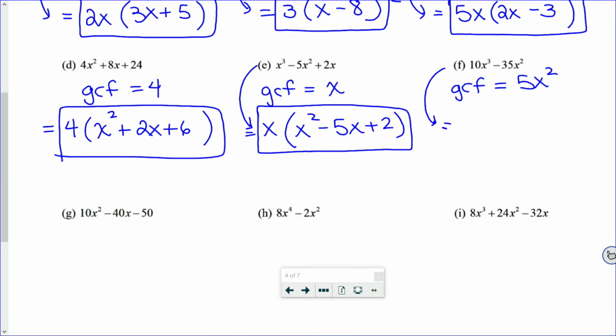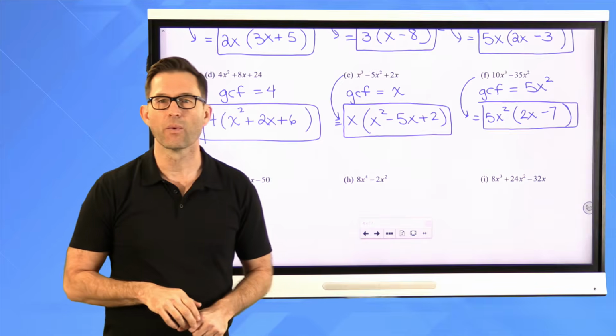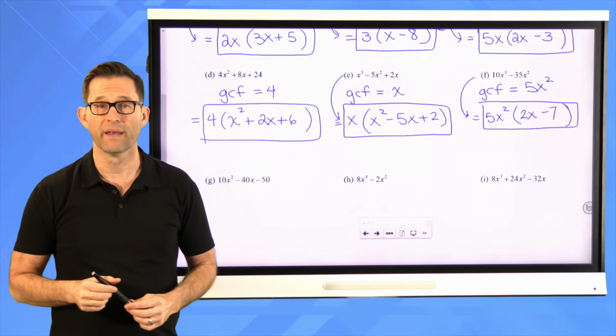That means I can rewrite this as 5x squared times what? Well, 5 times 2 is 10, and x times x squared is x cubed. Now, 5 times negative 7 is negative 35, and the x squared again just comes along for the ride because we've already factored it out. So 5x squared times 2x minus 7.